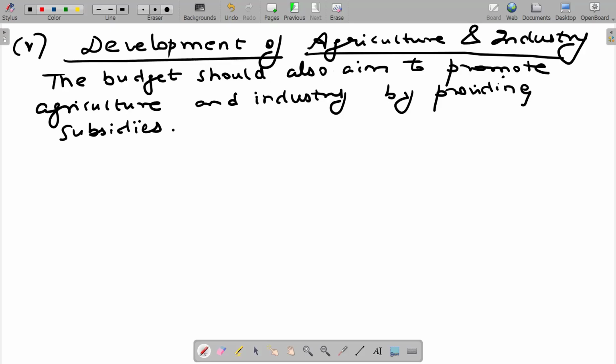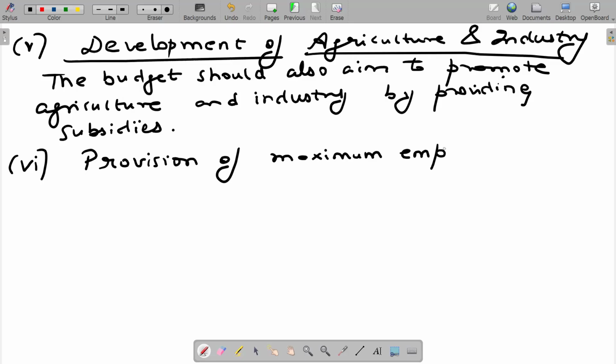Okay, so this is also important. And the last objective for preparing a budget is to ensure maximum employment opportunities. So provision, let me write this more clearly for all students, provision of maximum employment opportunities.